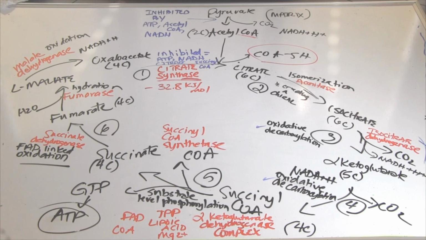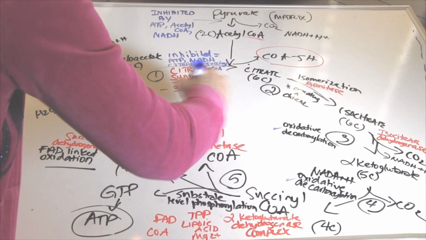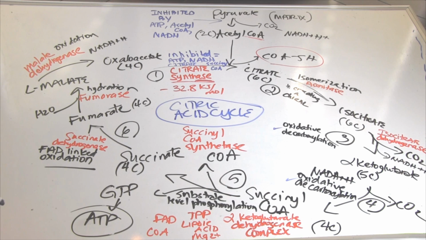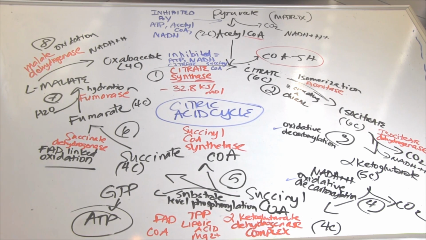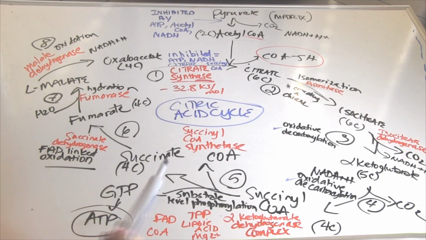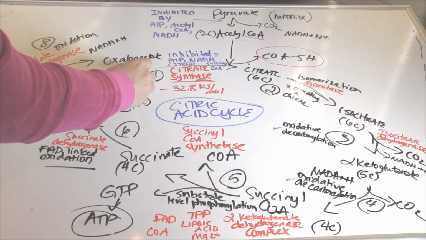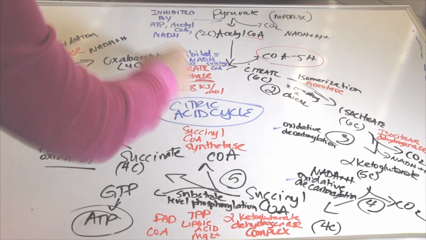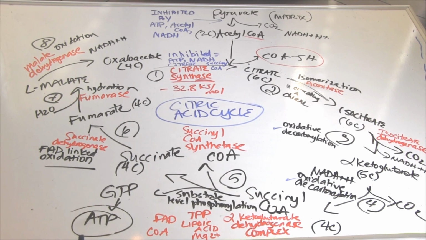malate dehydrogenase. In summary, for the citric acid cycle, we have 8 steps, and we enter with acetyl-CoA, which is a 2-carbon molecule. It's going to combine with a 4-carbon oxaloacetate. This step is inhibited by ATP, NADH, citrate, and succinyl-CoA.